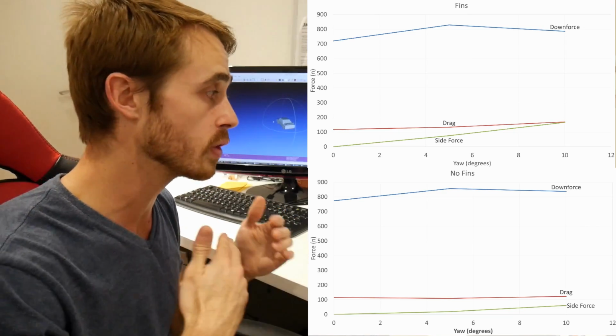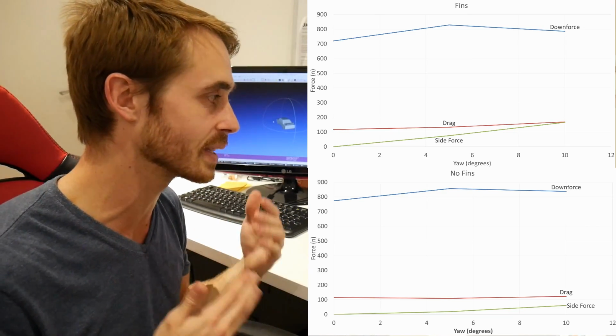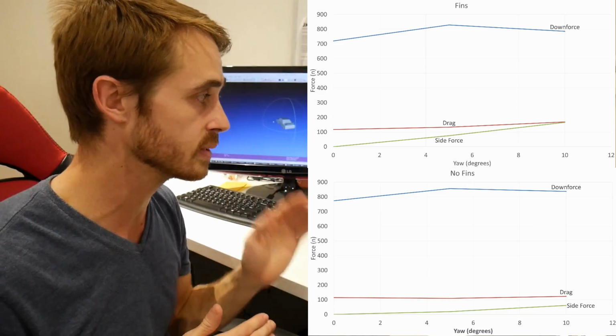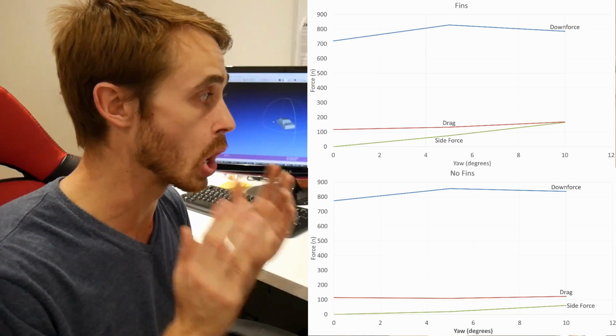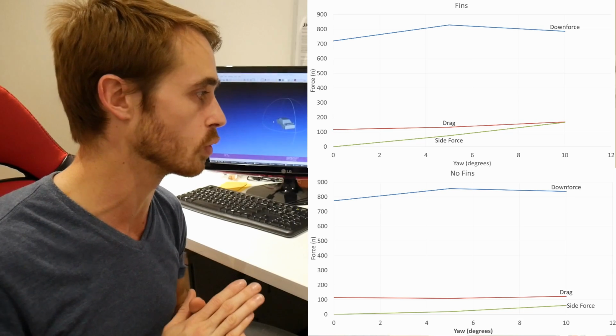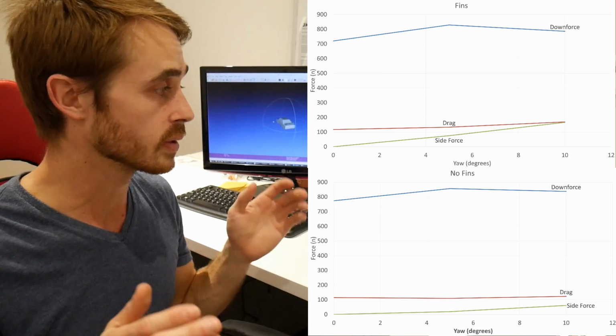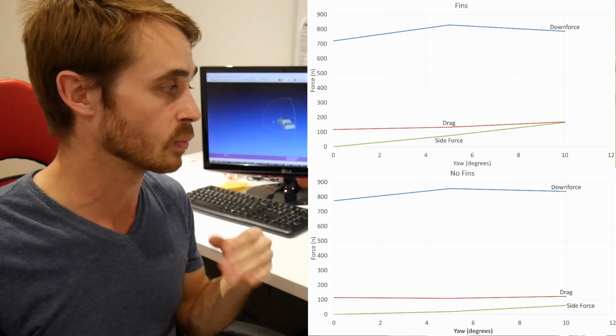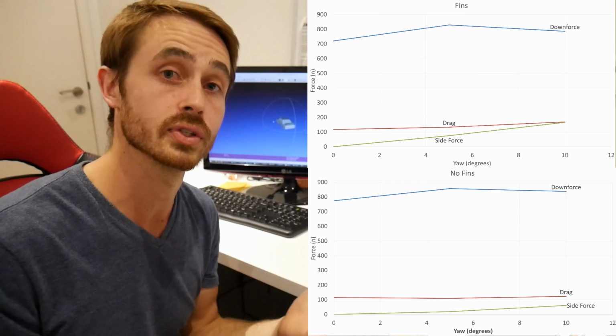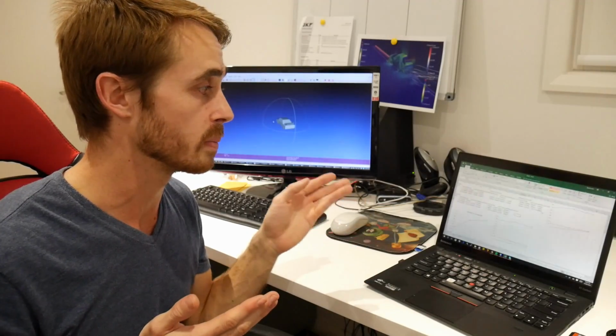If we up that angle of yaw further to 10 degrees, we end up with about 6% less downforce from having fins, and we end up with a lot more drag. We end up with 37% more drag, and we end up with about 1.7 times the side force. Now, the important thing to notice here is that we were pretty much always below on downforce and always up on drag from the unfinned case.